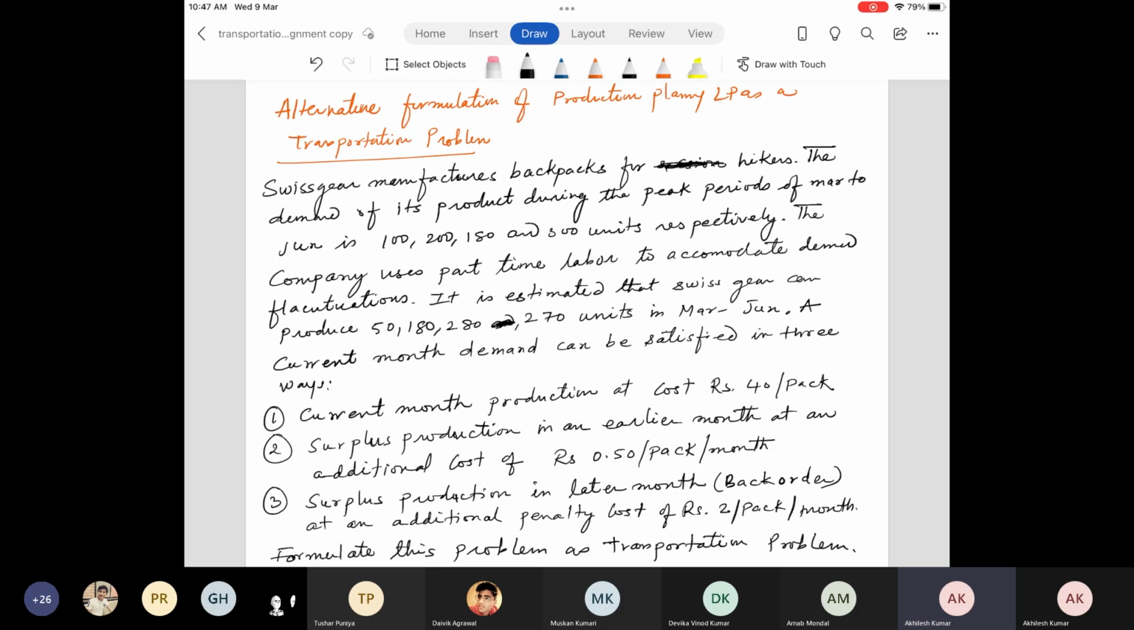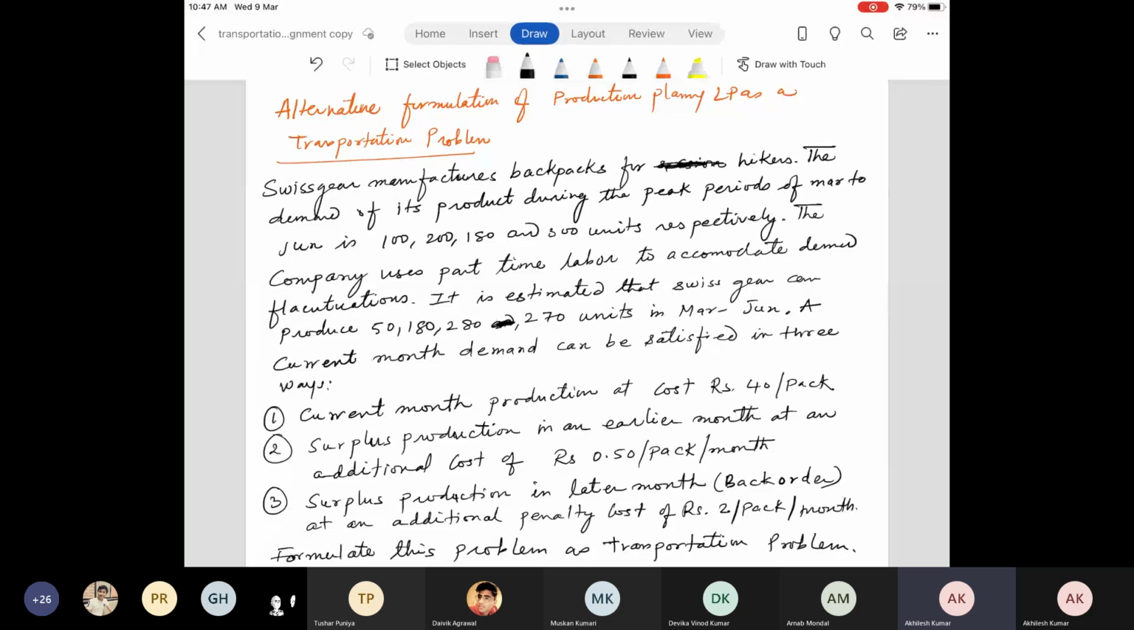If I'm not even selling them in the month of April, we are still holding it, and we'll sell it in the month of May, then 50 paise plus 50 paise, 1 rupee extra. So 50 into 1. This is how surplus production is done, by keeping the inventory. The third way is also called back ordering.